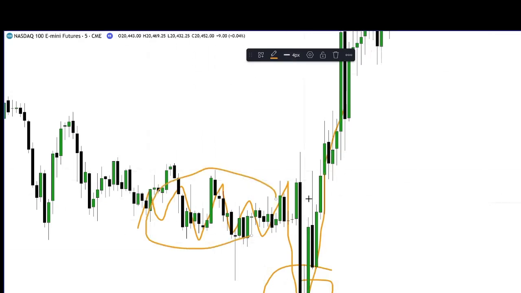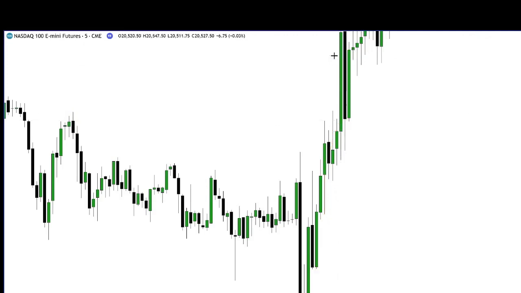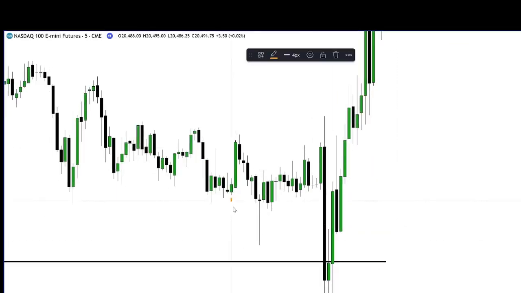This is the power of 3. Accumulation, manipulation, distribution. However, the market profiles, let me explain them once more. The market profiles are a ranging market above a key level, ranging, expansion, reversal. Very, very simple.